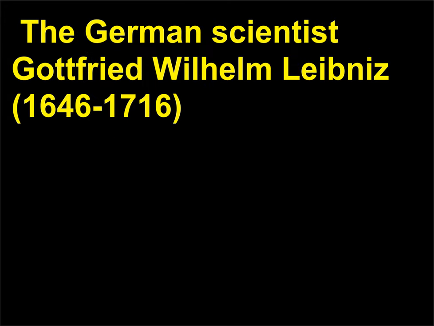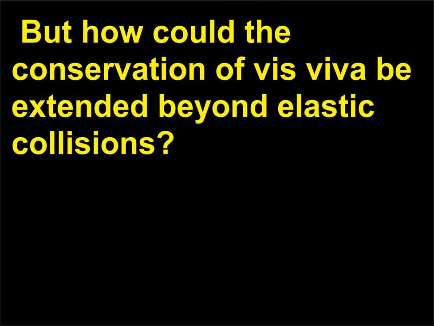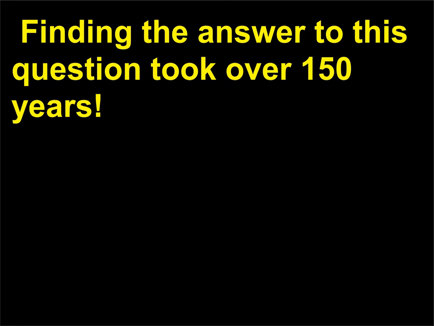The German scientist Gottfried Wilhelm Leibniz, 1646-1716, gave the name vis viva in 1695 to kinetic energy. But how could the conservation of vis viva be extended beyond elastic collisions? Finding the answer to this question took over 150 years.